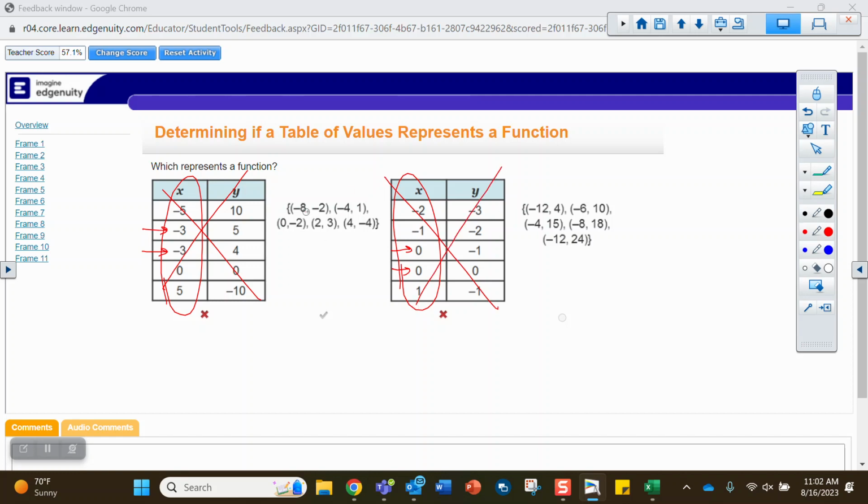In the second and fourth options, these are ordered pairs, so I'm just going to circle the x's, and you notice that none of them repeat. -8, -4, 0, 2, and 4, those are all unique, so that is a function. This one works. And then in the last one, we have -12, -6, -4, -8, and -12 again. There's your repeated value, so this one is not a function. Again, remember, ordered pairs are always x, comma, y.